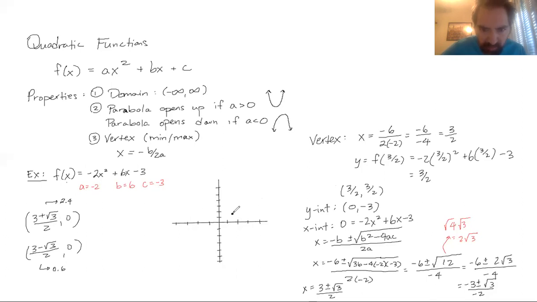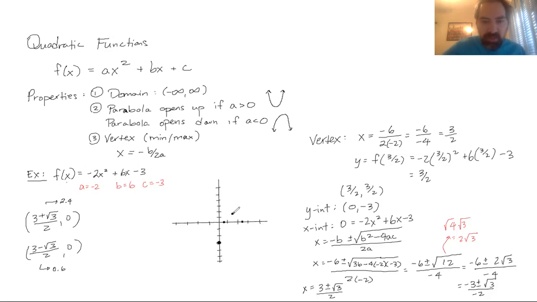And that's the vertex. That's going to be our maximum since the parabola is going to open down. The y-intercept is 0, comma negative 3. And the x-intercept is 0.6, comma 0. That's 0.6 between 0 and 1. You don't have to get it exact when you're sketching these out. And 2.4, that's somewhere between 2 and 3, about halfway.